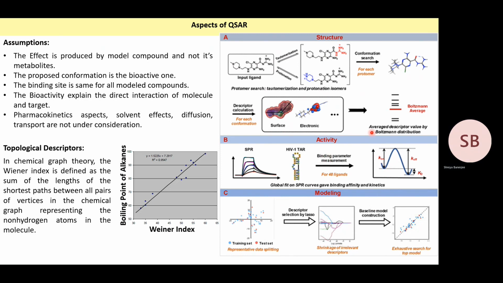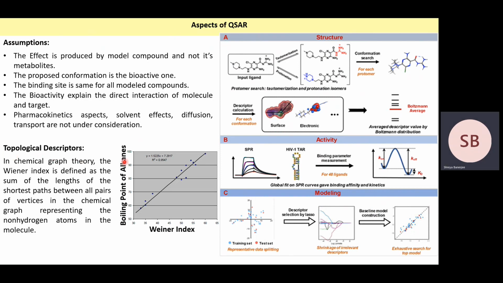Using the training set of ligands, a structure activity relationship is found. And then using the structure of an unknown ligand, the activity of the unknown ligand is predicted. And it is checked with the experimentally obtained activity of the unknown ligand. And if those two are close to each other, then our QSAR model is correct.